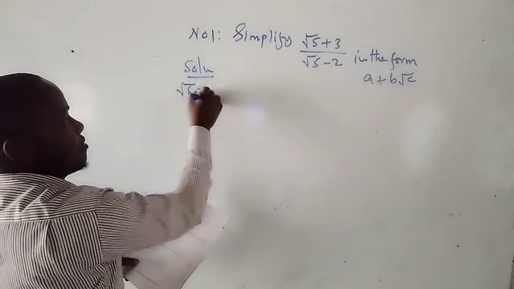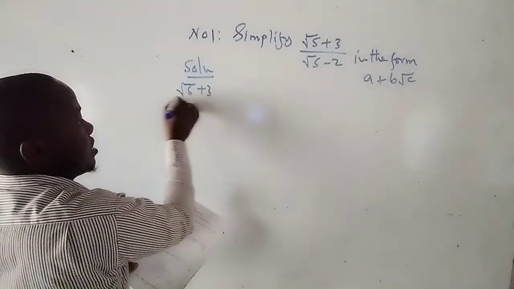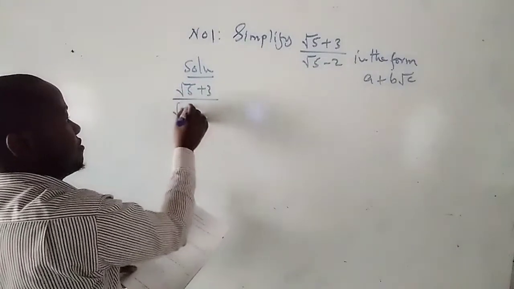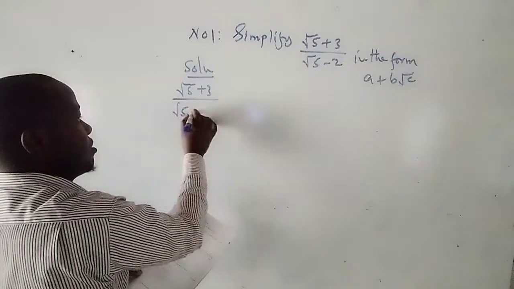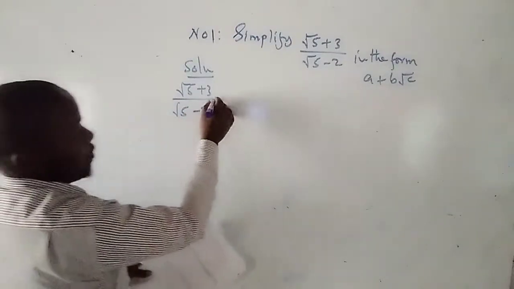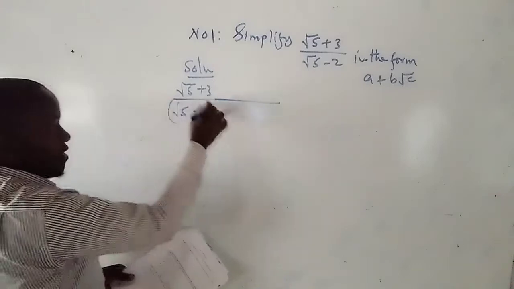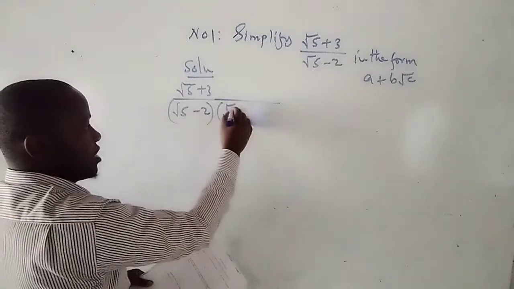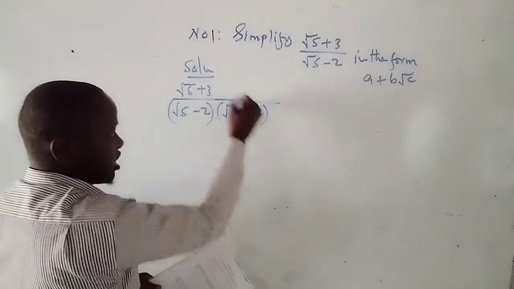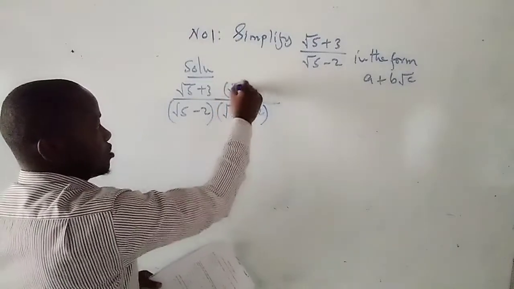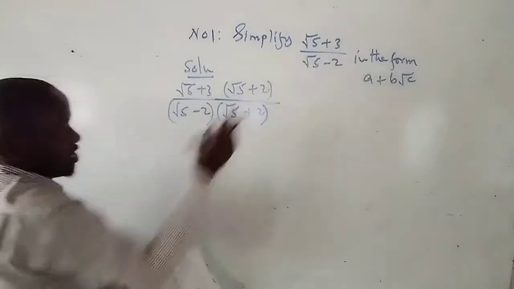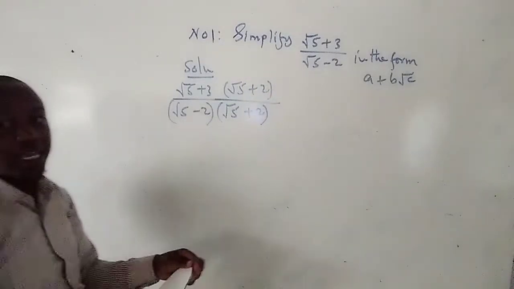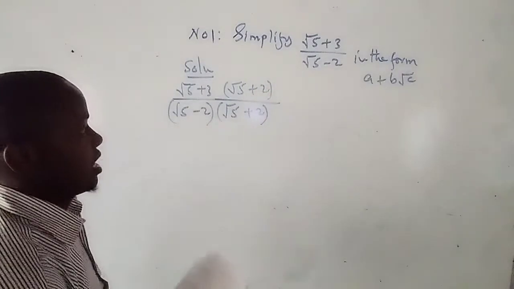Root 5 plus 3 divided by root 5 minus 2. So what we do is multiply both the numerator and the denominator by the conjugate of the denominator. The conjugate of this part will now be root 5 plus 2. Then, so that the value of this expression is not affected, we also multiply the numerator.